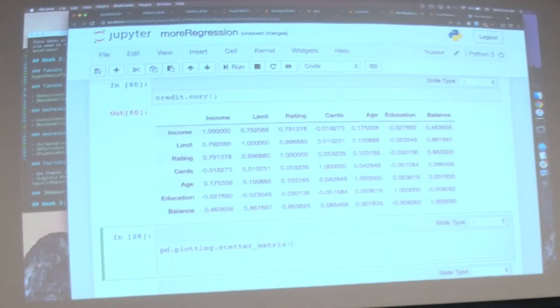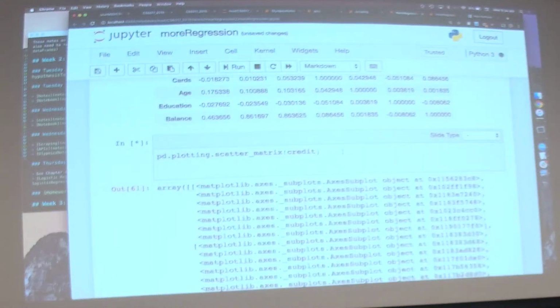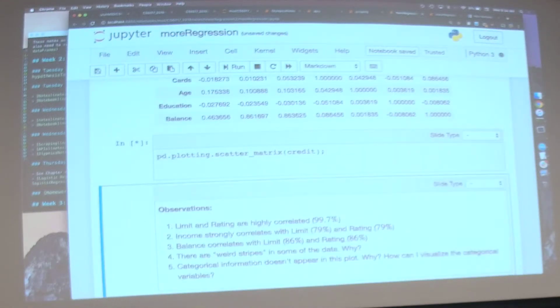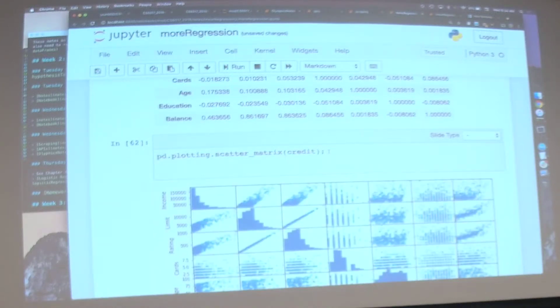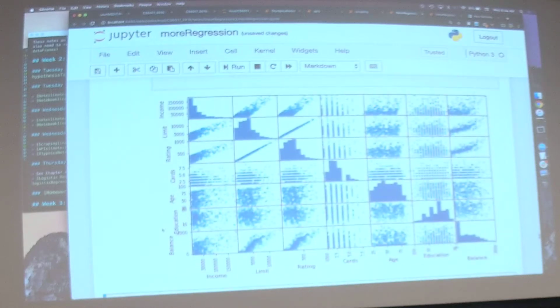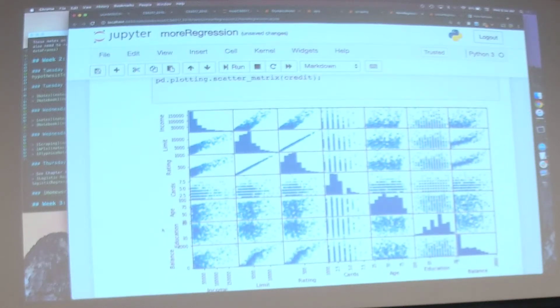The other thing we'll look at is the scatter matrix. The semicolon says don't print the output, so I don't really care about all the noise. Here is the scatter matrix. Down here we have the histograms. Here it's very obvious that the credit rating and credit limit are closely related, and the balance as well.